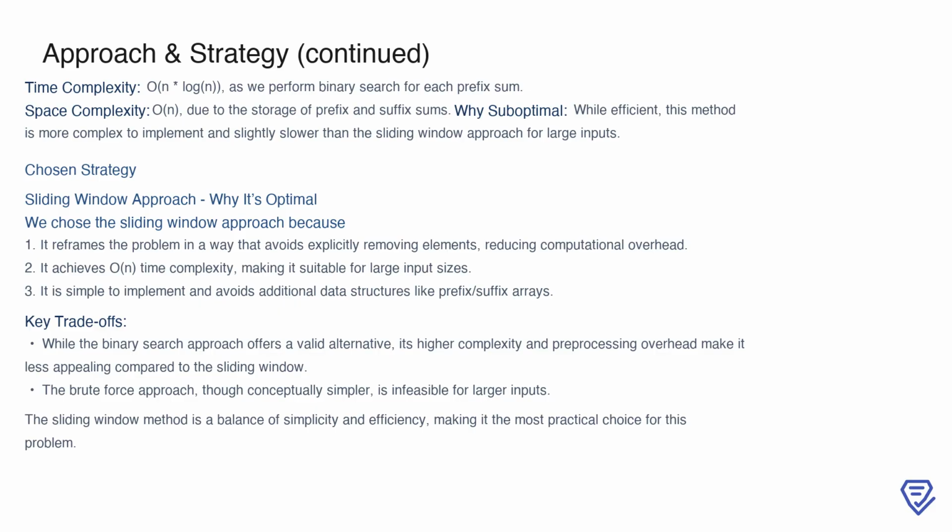Considering all methods, the sliding window approach stands out as the most optimal solution for this problem. It reframes the task to avoid explicitly removing elements, which reduces computational overhead. With a time complexity of O(n), it is well suited for large arrays and simpler to implement compared to the binary search alternative. Additionally, it avoids the need for extra data structures like prefix or suffix arrays, which further enhances its practicality. The sliding window method strikes the perfect balance between simplicity and efficiency.